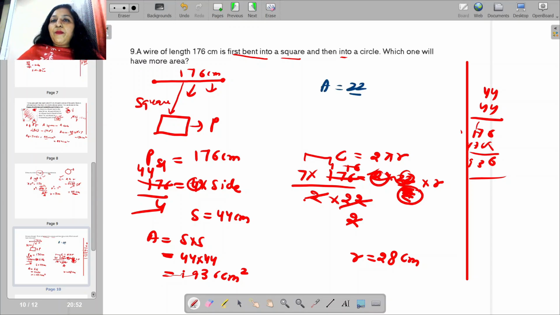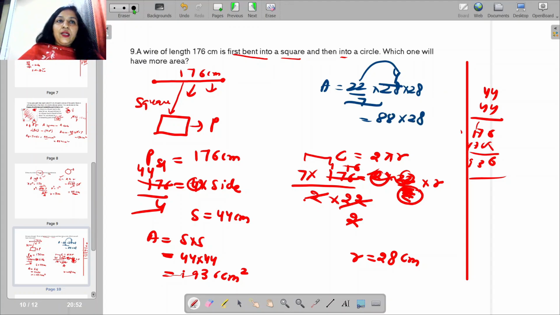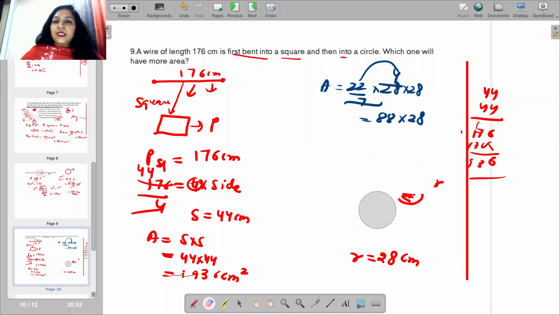Let us get the area here. Area is pi r square. Okay. 7 into 4 is 28. Now what is left with you? 22 into 4, that is 88. 88 has to be multiplied by 28. Let's see its product. What product are we getting here?